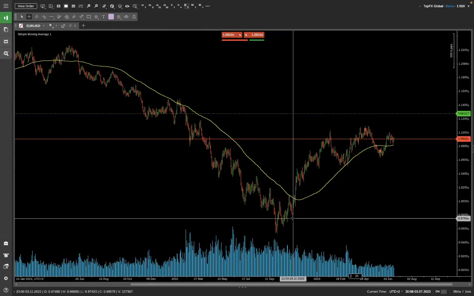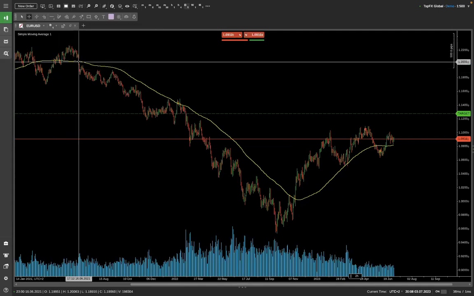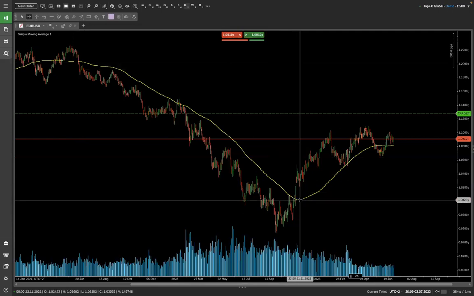So we got a confirmation, or more likely an indication, that the market on the euro dollar on a daily time frame chart has been moving in a downtrend since 16th of June 2021 to 12th of November 2022, because there is the breakout to the upside.